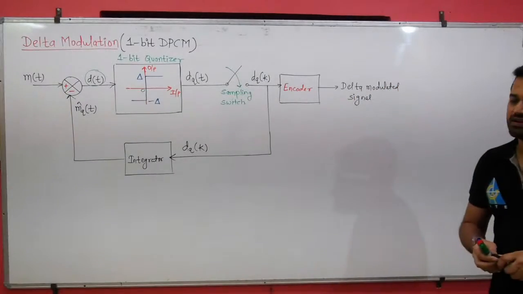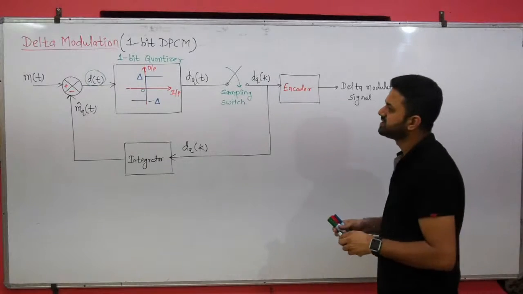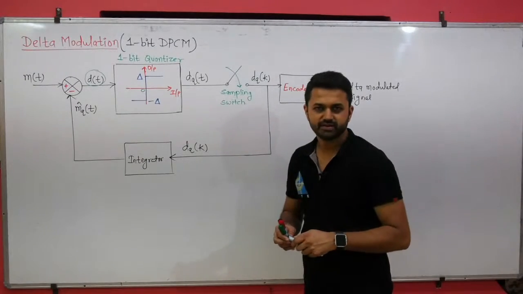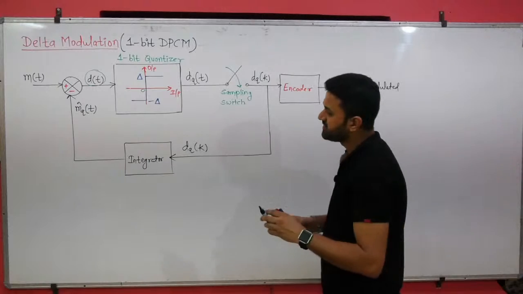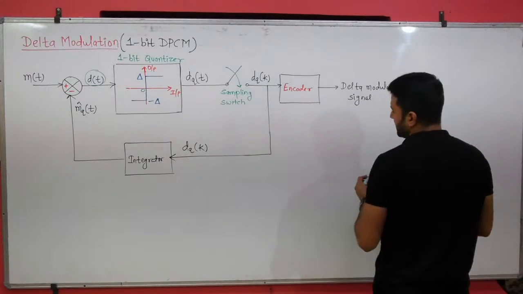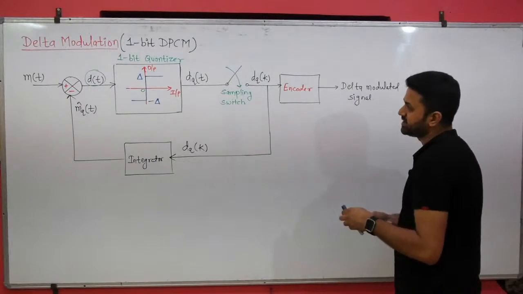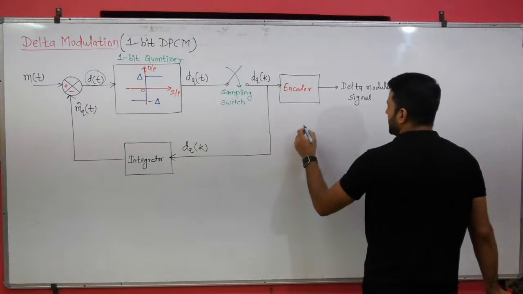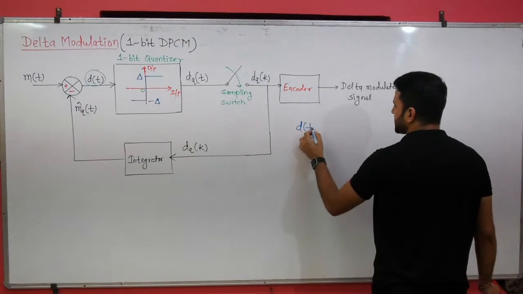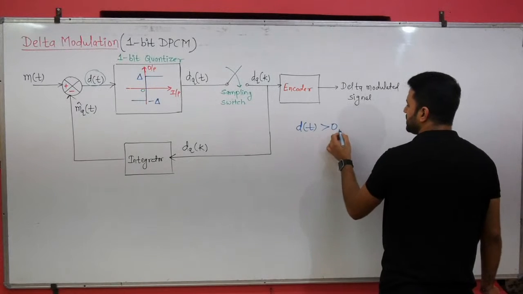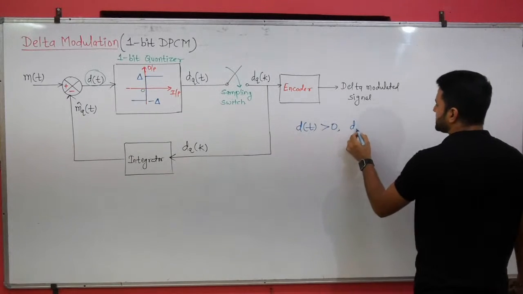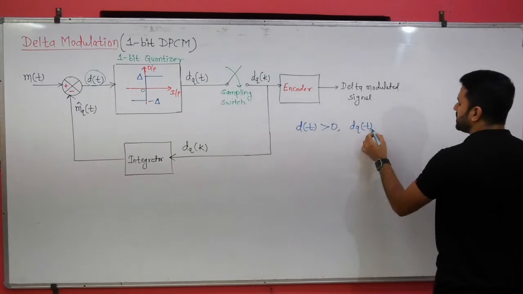Now suppose the difference is plus delta. Suppose the difference between the two signals. So try to understand this point. If the difference between the two signals is greater than 0, the output of the quantizer dq(t) is equal to plus delta.